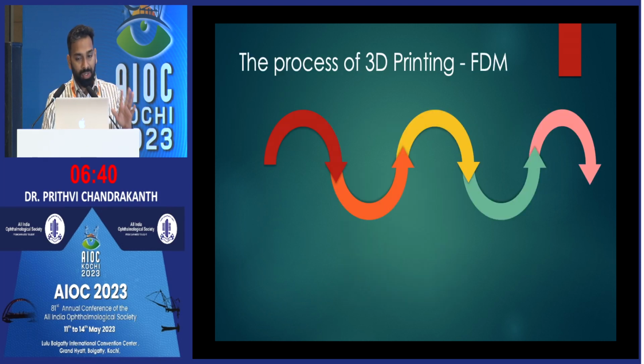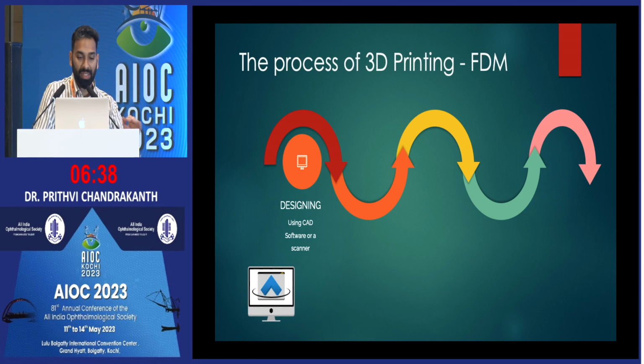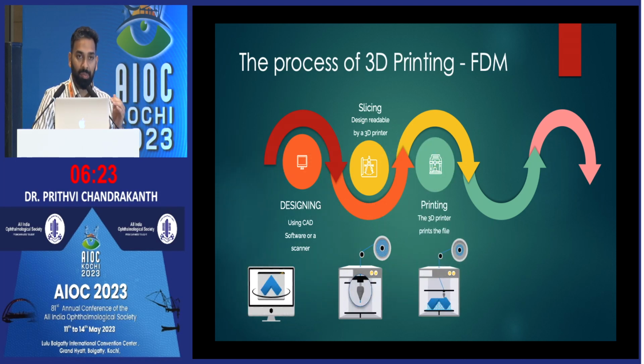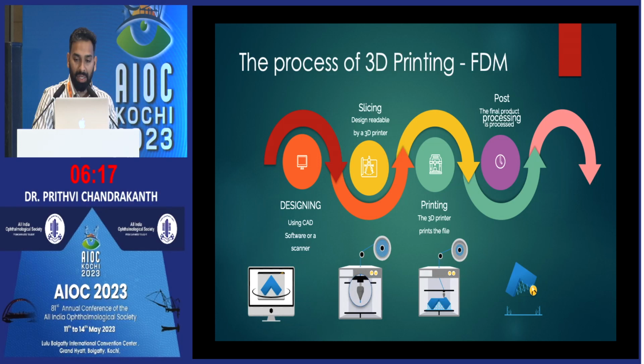So, what are the processes involved in this? So, one thing is the designing. Using CAD software or a scanner, you can design a model which you want, and then that will be sent to the 3D printing machine, which will go for the slicing, and then it will start printing. Printing happens in different methods, which I'll talk about. Then there is a post printing process, and then the final product.